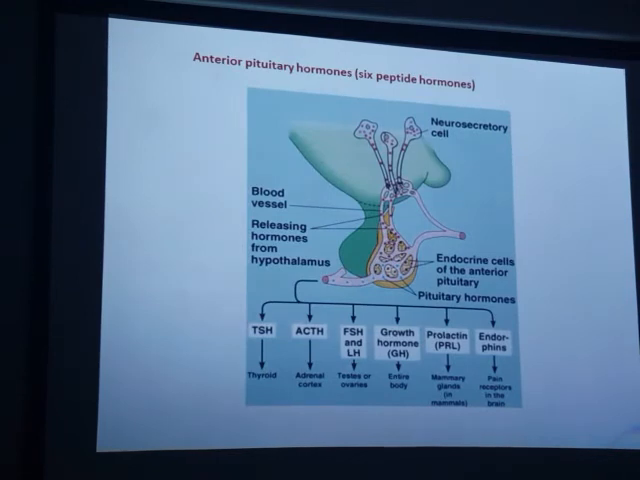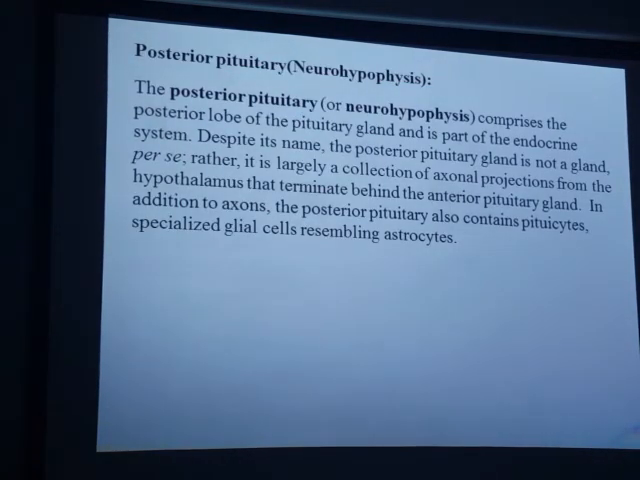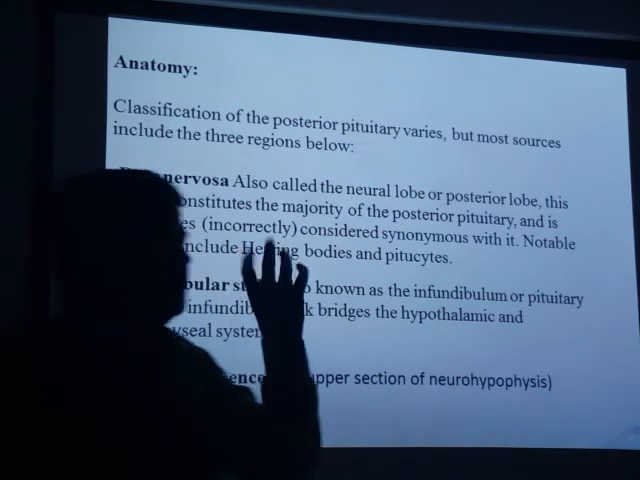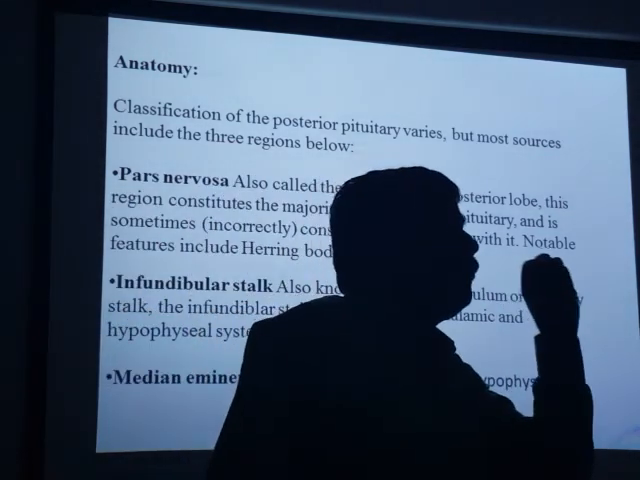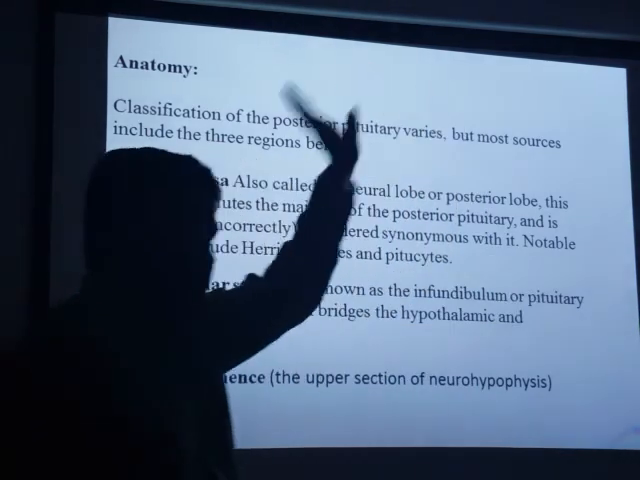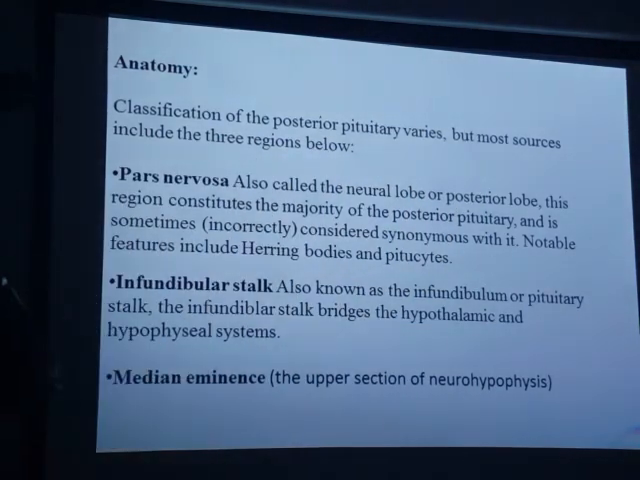What's the function of the hormones released? You will learn those things in histology. That is the cellular part, microanatomy, not macroanatomy. Just remember, the posterior pituitary is nothing but a collection of axons, the cell bodies of which are situated in the hypothalamus. The secretions from the hypothalamus come to the neurohypophysis.